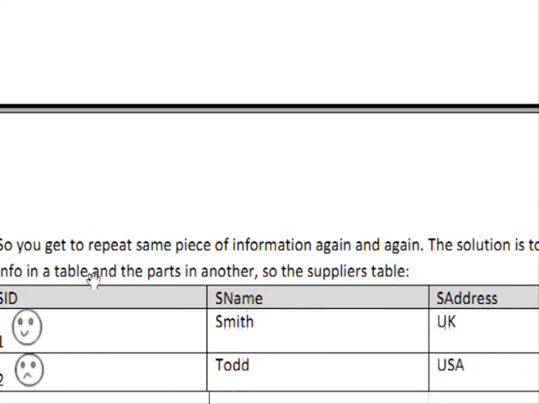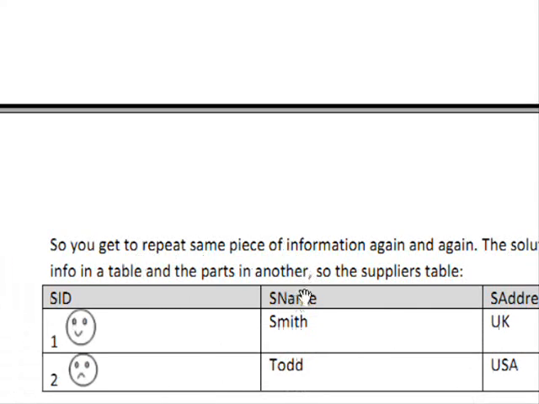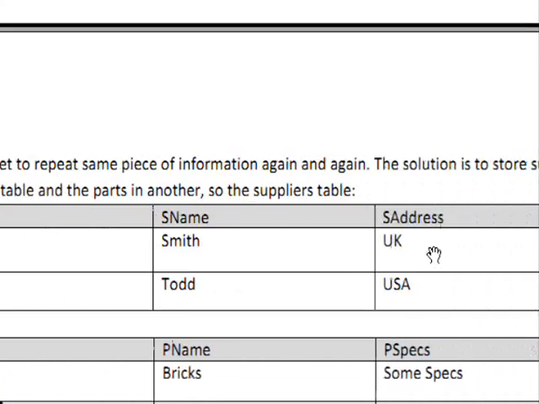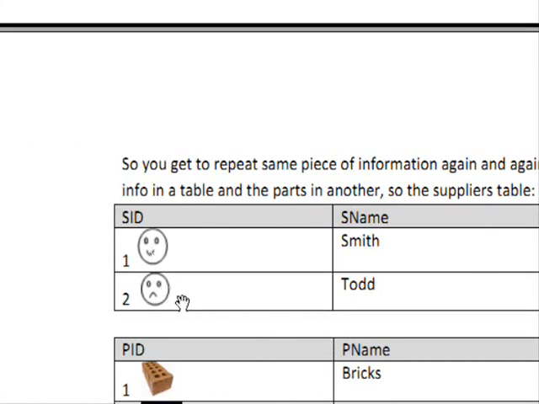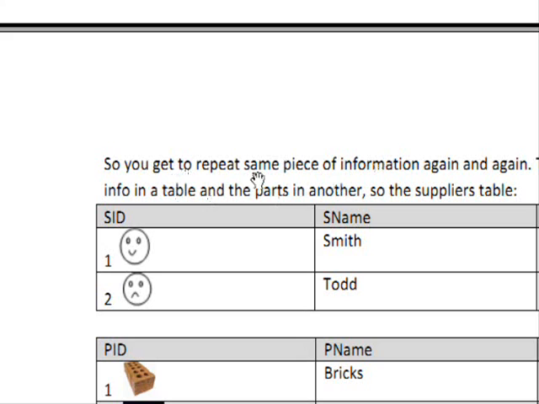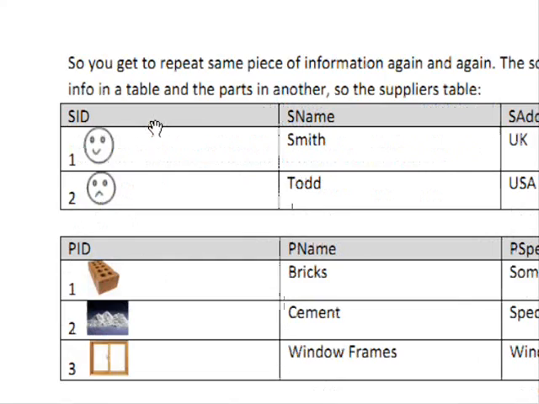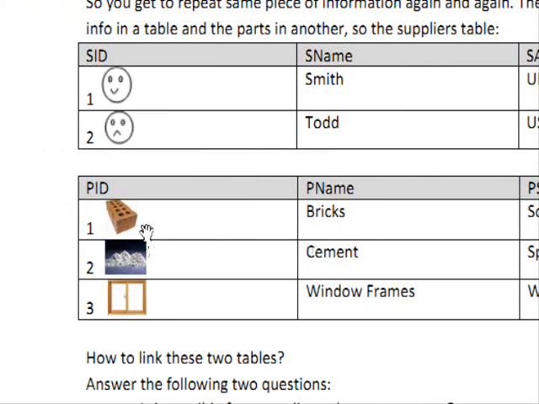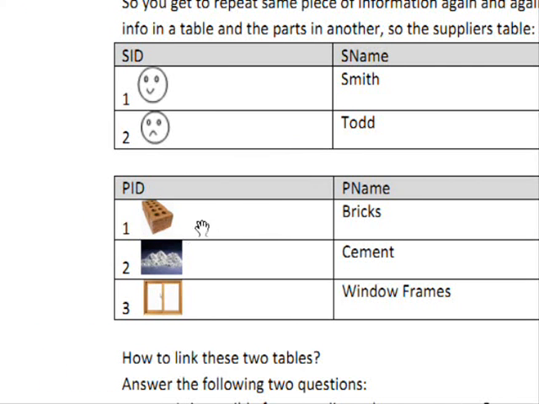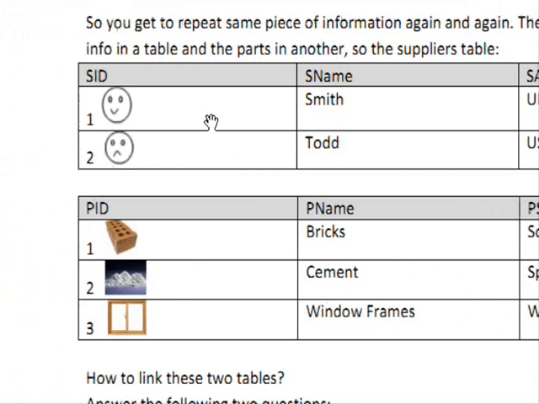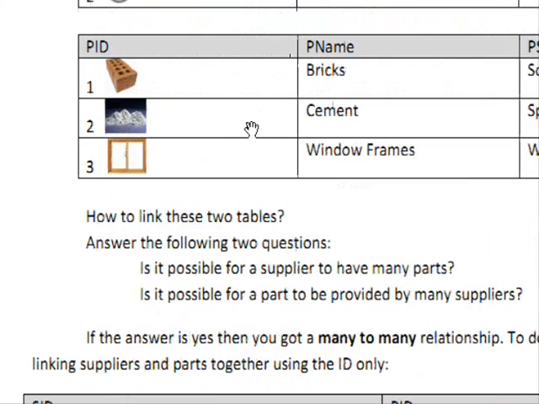Okay, so how do you do that? What you are going to do is this: you'll have a supplier ID, supplier name and address, and here I use these faces to distinguish the person. So this will be for Smith, this will be for Todd. That's a little bit sad, I don't know why. Anyway, if you have a look at the second table, which is parts, you have these: this is a brick, this is for cement, this is for window frame.